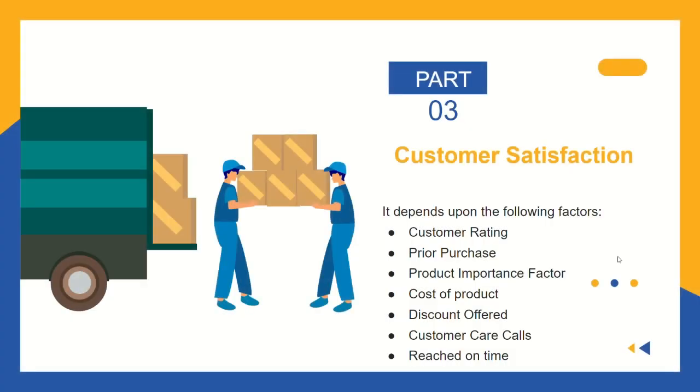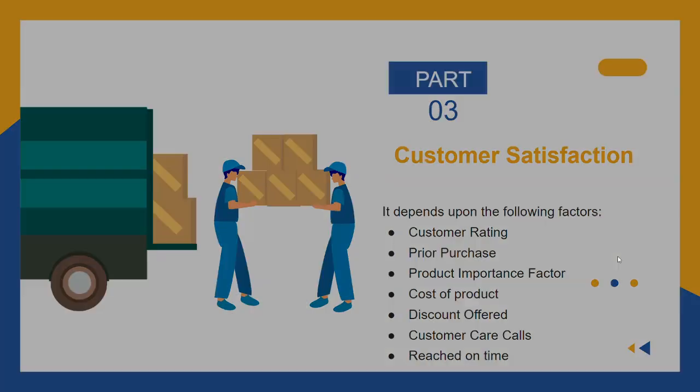Now, moving on to customer satisfaction, it depends on the following factors. First one is customer rating, prior purchase, and product importance factor. It is a factor which determines the importance of the product as low, medium, and high. Then cost of product, discount offered, customer care calls, and reached on time, which is a binary feature which tells us whether the product reached on time or not.